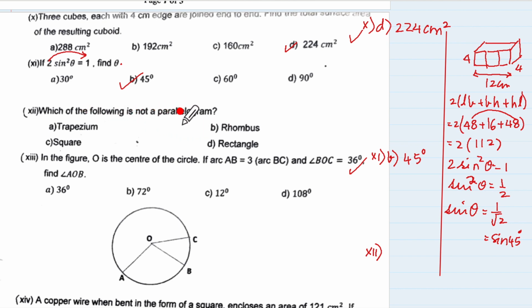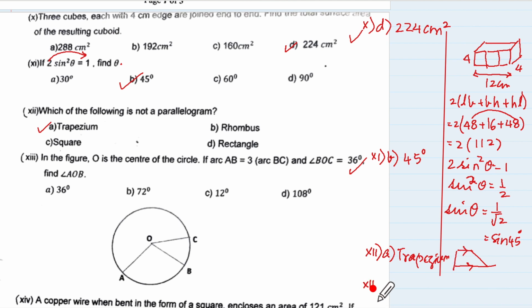Which of the following is not a parallelogram? Now trapezium will have only opposite sides parallel, correct? So it cannot be parallelogram. Rhombus is a parallelogram. Square also is a parallelogram. Rectangle also is a parallelogram because they do have opposite sides equal and parallel, correct? So here it will be option A. So we write A and we say trapezium.